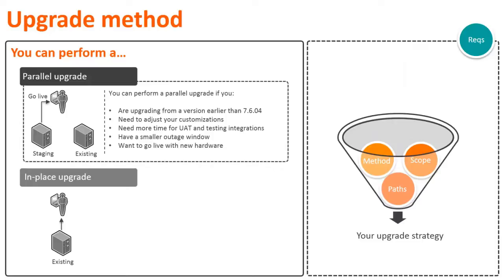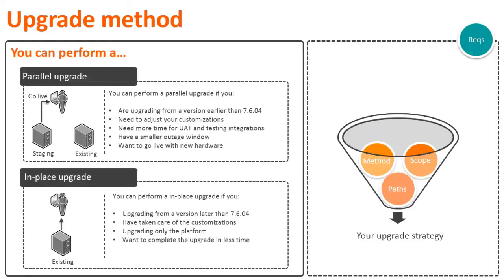If you have a small outage window, you must perform a parallel upgrade because your production environment will not be impacted during the entire upgrade process, and the downtime will be limited only to the period where you go live with the staging server. Also, if you want to go live with new hardware, you must perform a parallel upgrade.